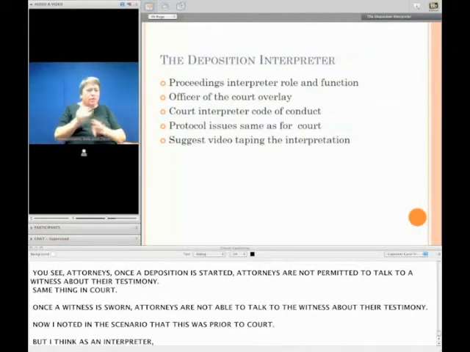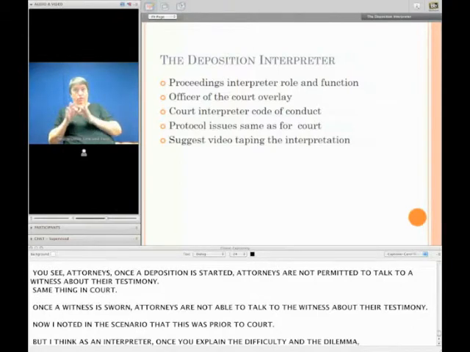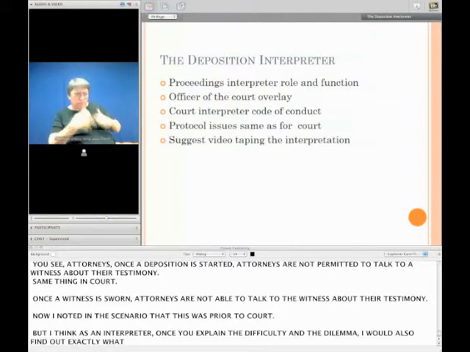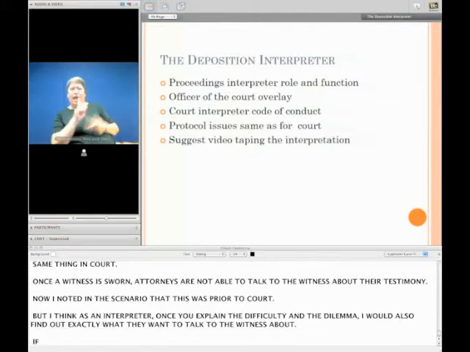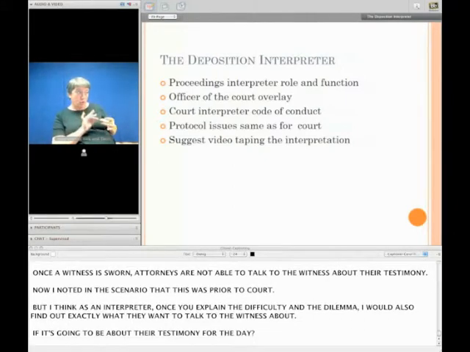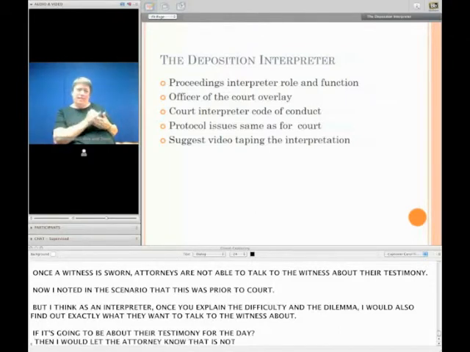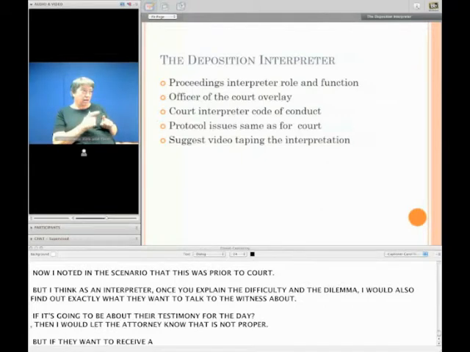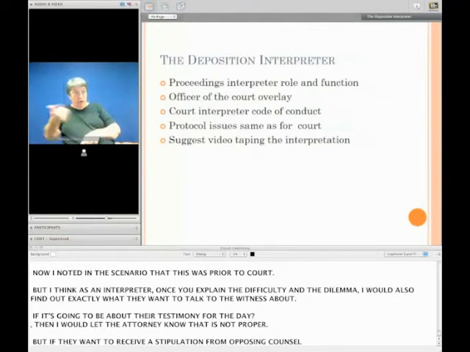Now, I noted in the scenario that this was prior to court, but I think as an interpreter, once you explain the difficulty and the dilemma, I would also find out exactly what they want to talk to the witness about. If it's going to be about their testimony for the day, then I would let the attorney know that that's not proper, but if they want to receive a stipulation from opposing counsel, then put it on the record.